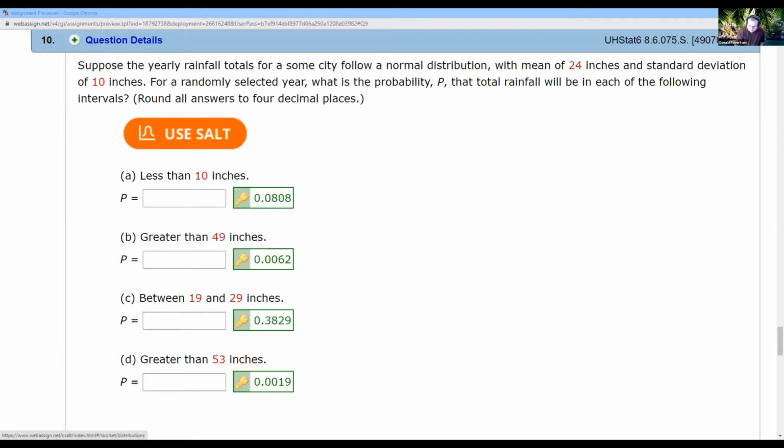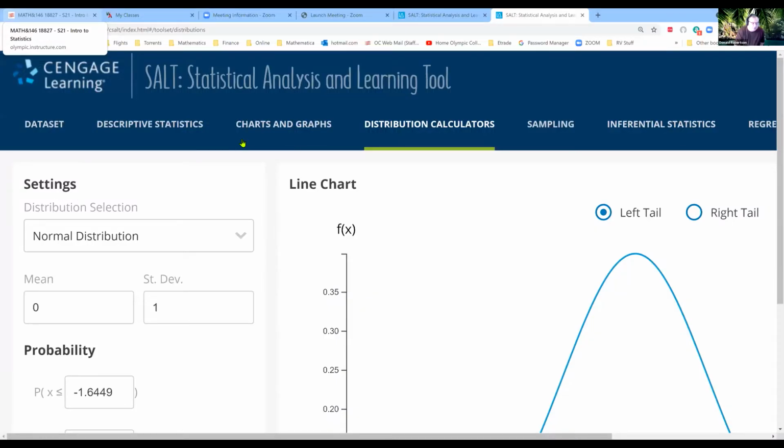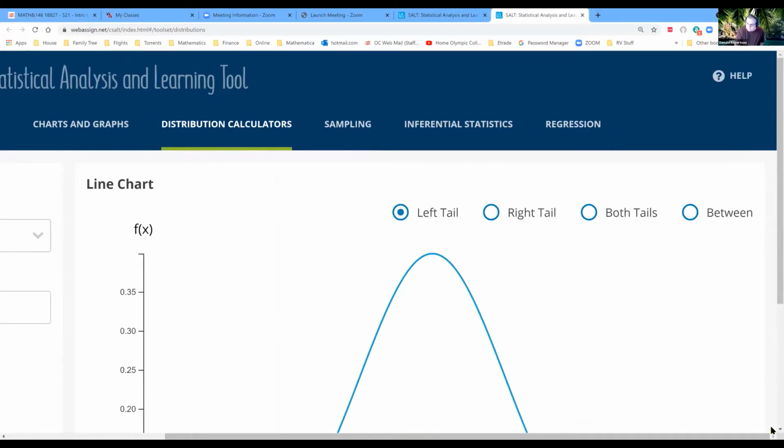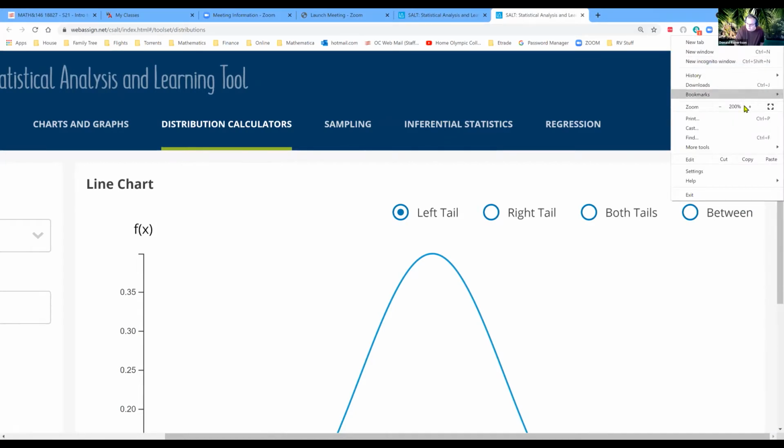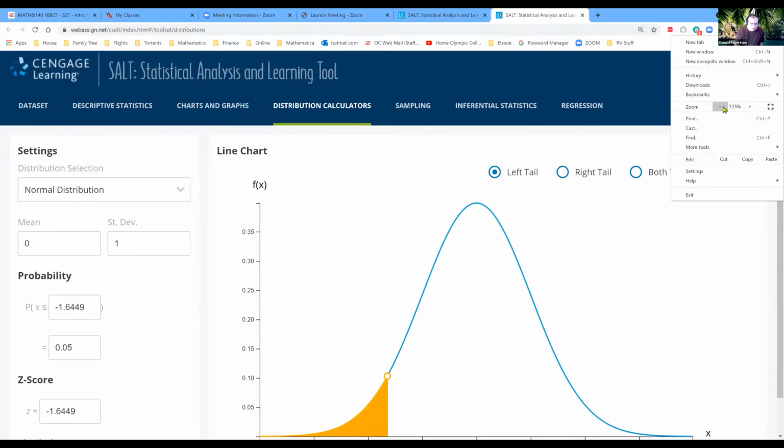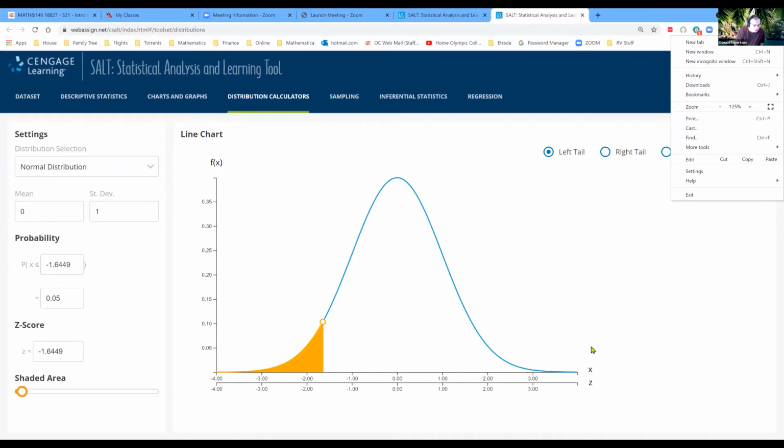Going to stop sharing for a second. Okay, hopefully you're looking at the SALT menu. Move all my little windows around. I'll shrink this back. There. Okay, so hopefully you're seeing the SALT window.